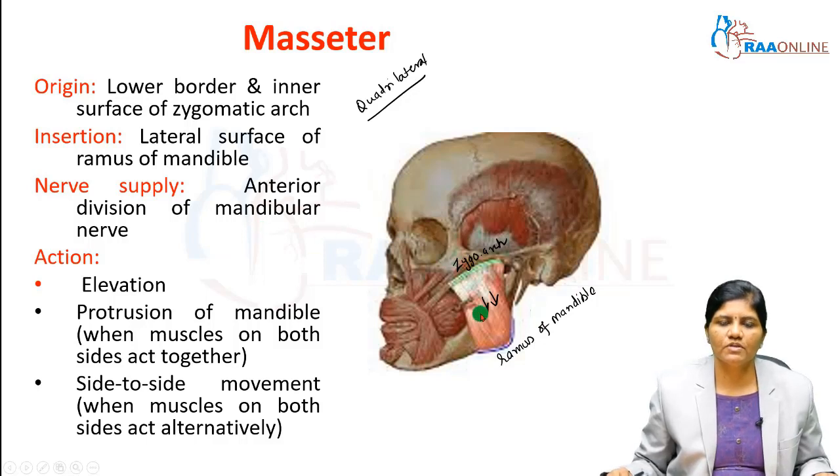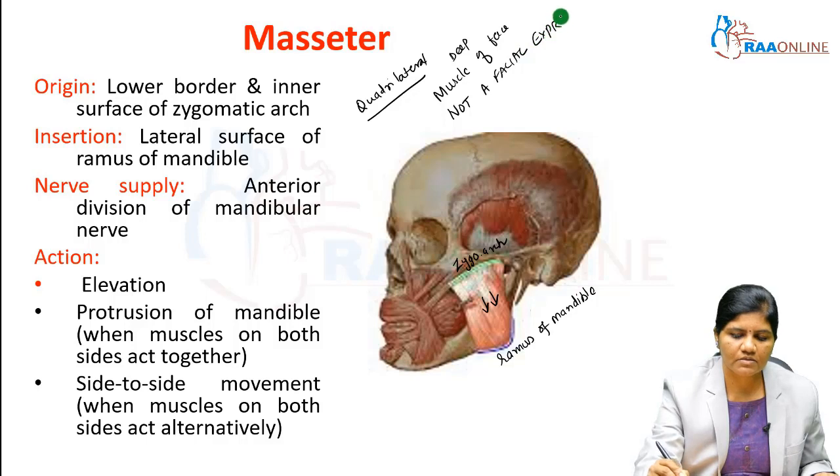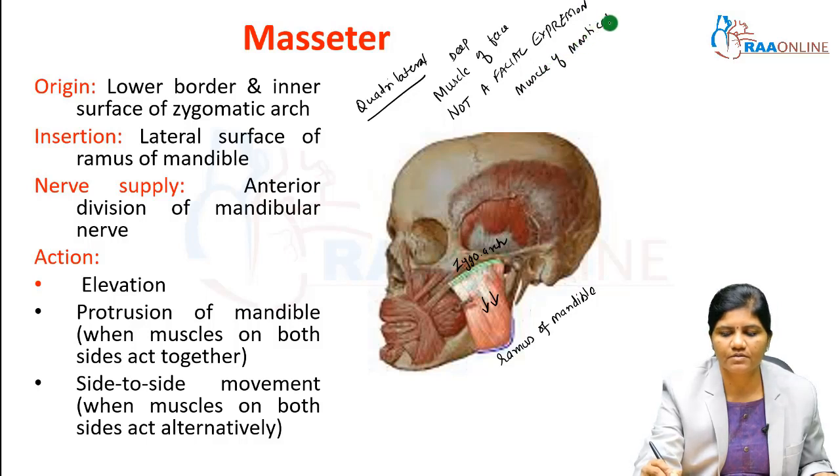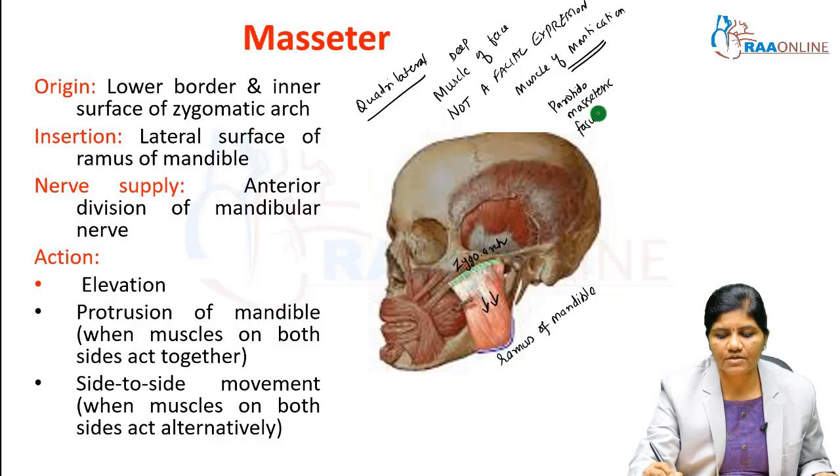Here we have to know some important features regarding the masseter. It is a muscle of the face, a deep muscle of the face, but it is not a muscle of facial expression. It is a muscle of mastication. There is no deep fascia in the face except in this region. The deep fascia is known as parotido-masseteric fascia. Parotido-masseteric fascia is derived from the investing layer of deep cervical fascia.